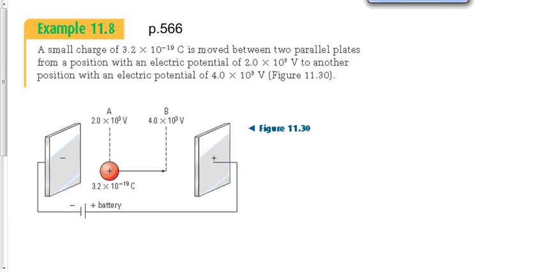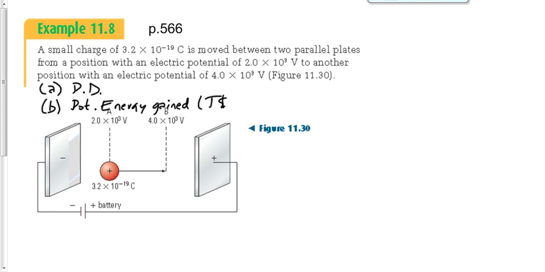Let's have a look at example 11.8 on page 566. Having trouble even saying that page number, let alone doing the question. It says a small charge of 3.2 times 10 to the minus 19 coulombs is moved between 2 parallel plates from a position where the electric potential is 2,000 volts to another position with an electric potential of 4,000 volts. This question asks us A, for the potential difference, and B, for the potential energy gained. And it asks for it in joules and electron volts.